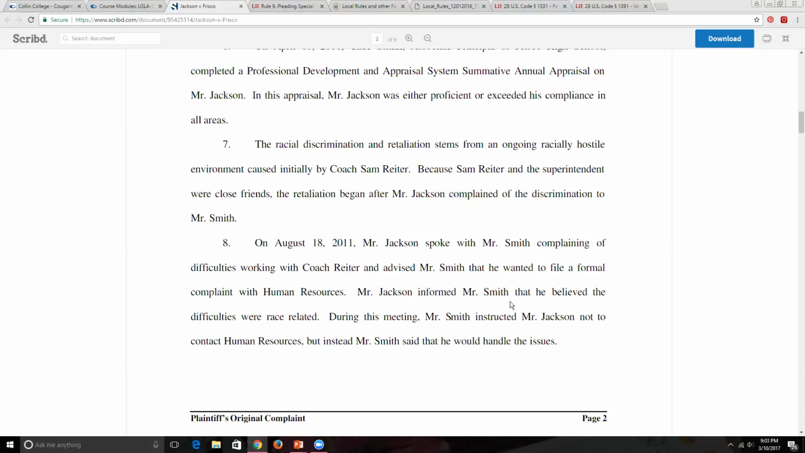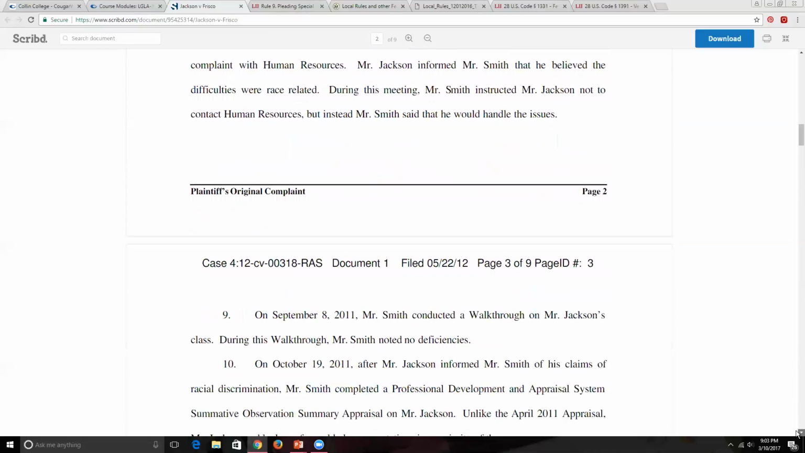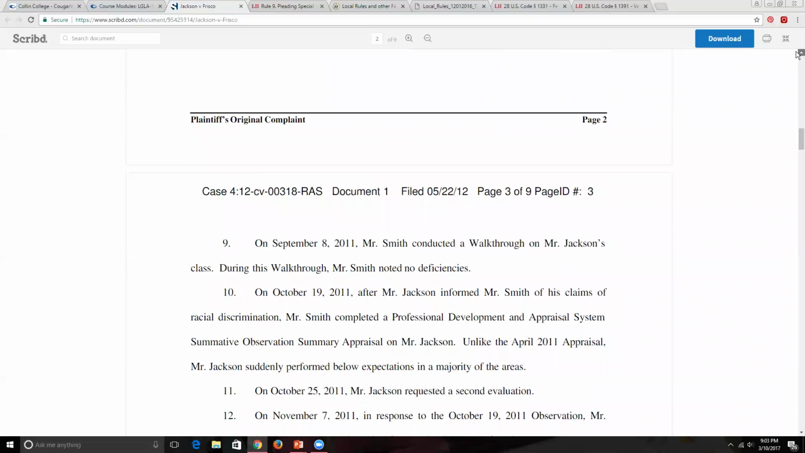Mr. Jackson informed Mr. Smith that he believed the difficulties were race-related. During this meeting, Mr. Smith instructed Mr. Jackson not to contact Human Resources, but instead Mr. Smith said that he would handle the issues. Okay, that sounds reasonably written. So now we're going to move ahead.